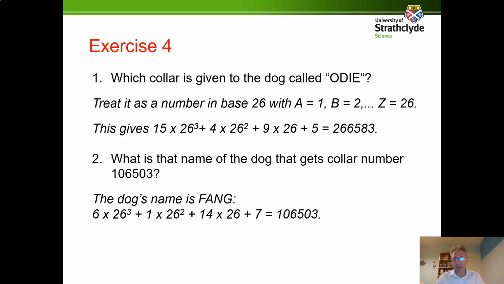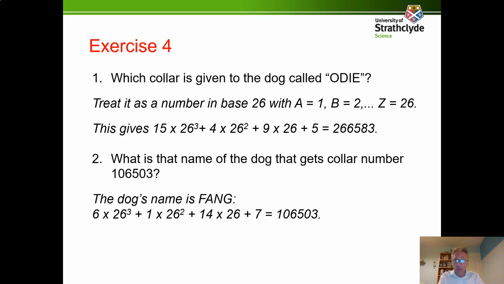15 times 26 to the power 3, plus 4 times 26 to the power 2, plus 9 times 26, plus 5, and that adds up to 266,583. Now, if you don't understand what's going on there, it's possibly because you don't understand how to calculate numbers in different bases. I'd just recommend that you have a look on YouTube and find a video that explains how we can represent numbers in various bases.